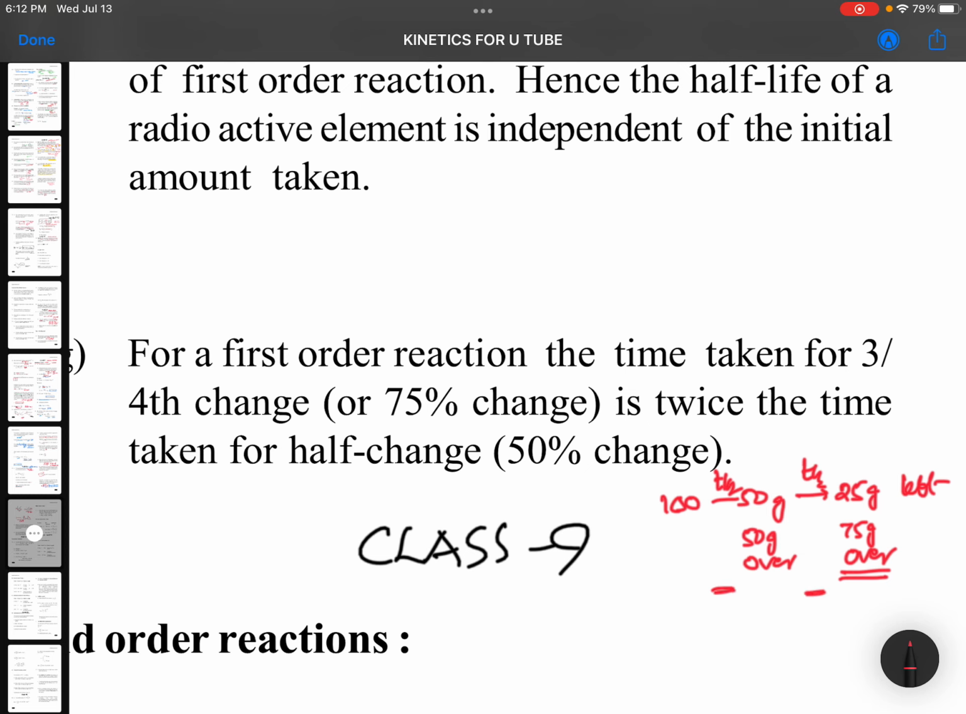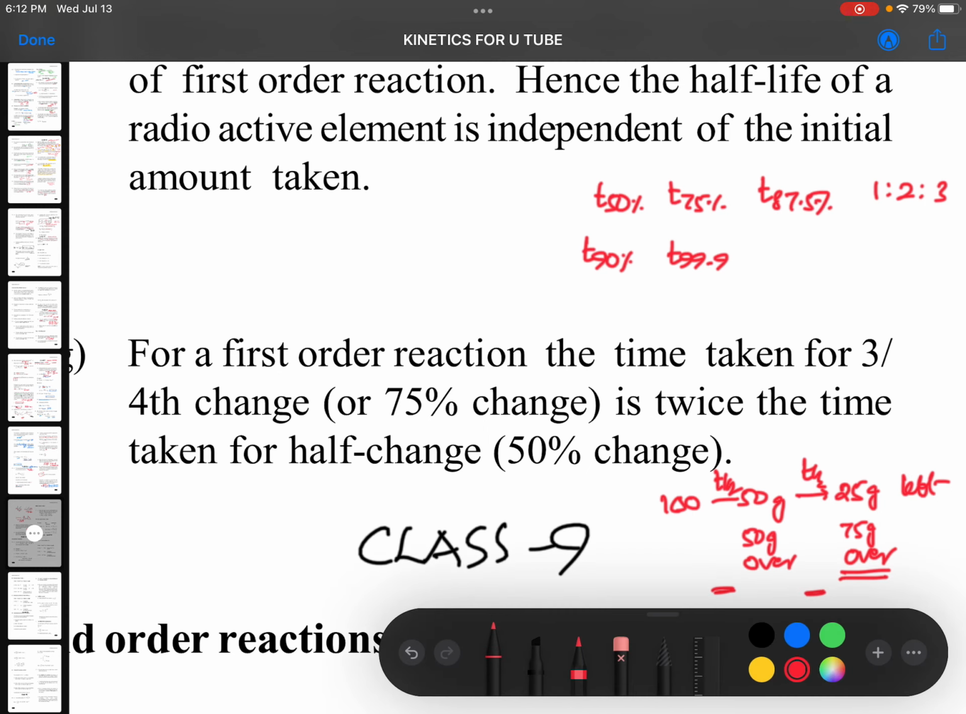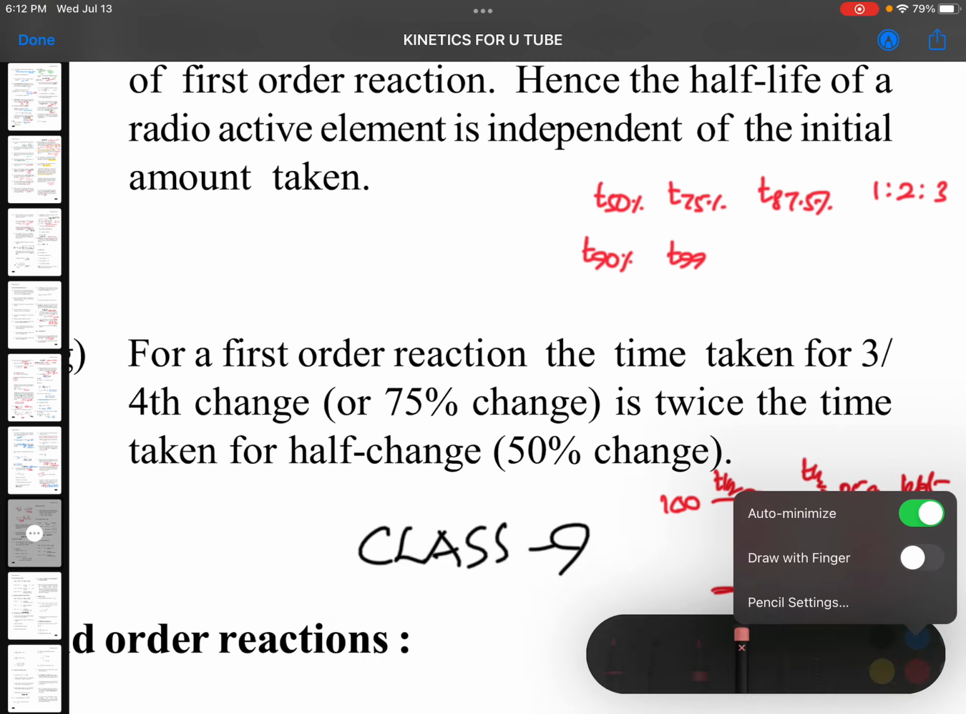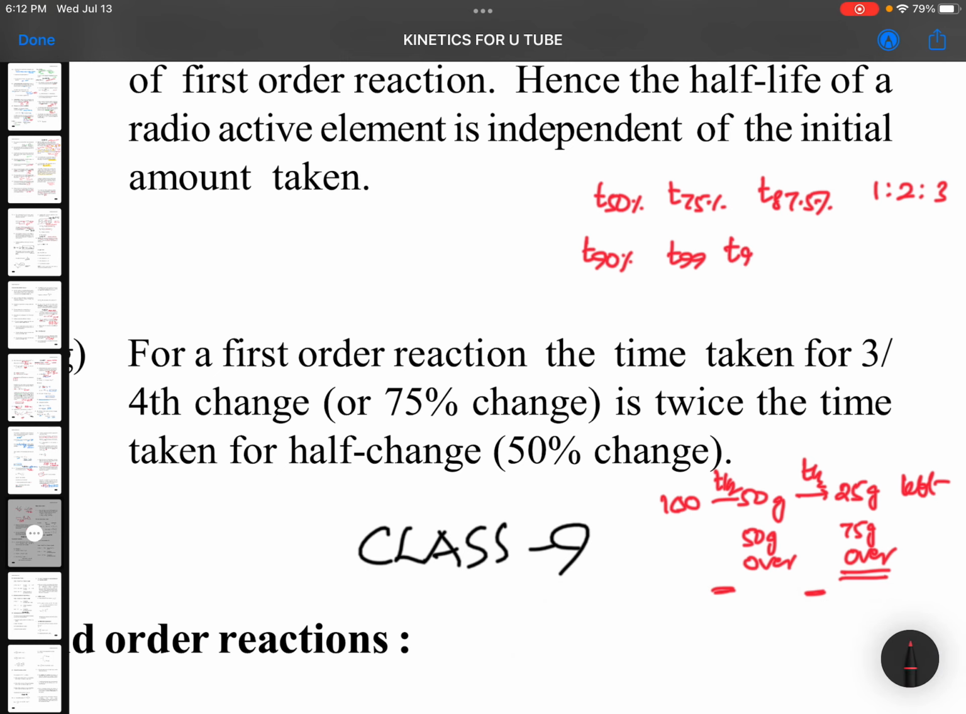Half-life 1, half-life 2. Few more formulae are there, like t 50%, t 75%, t 87.5% in the ratio 1:2:3, t 90%, t 99%, then t 99.9%, t 99.99% in the ratio 1:2:3:4. Like this, some shortcuts are there. We'll definitely discuss these shortcuts while solving questions.